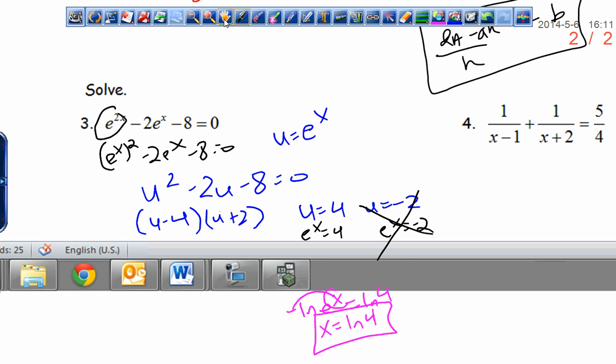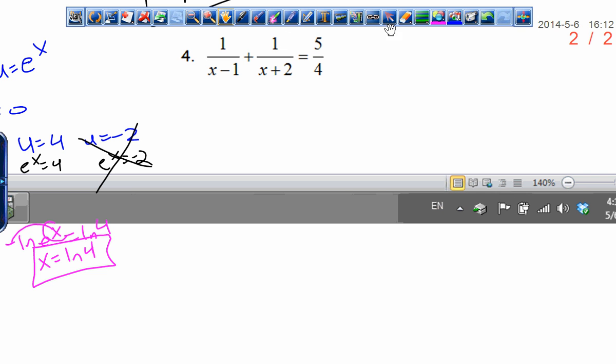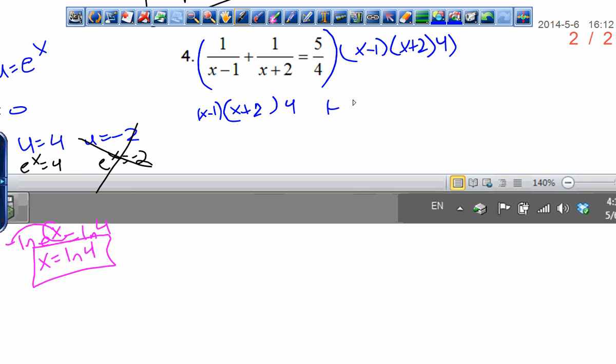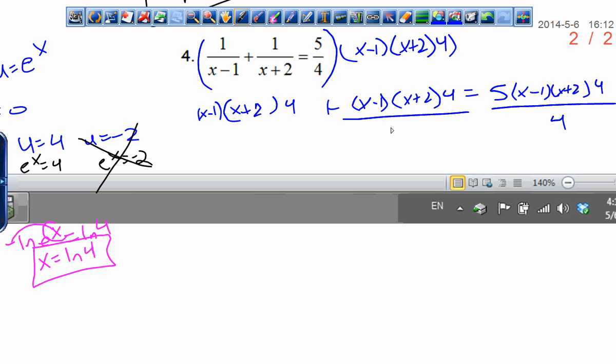Okay. Number 4, probably the hardest one on this entire page because we have to multiply everything by the denominators. So x minus 1, x plus 2, and 4. So we're going to get x plus 2, x minus 1, and 4, plus x minus 1, x plus 2, and 4 equals 5 times x minus 1, x plus 2, and 4. And all of our denominators are the same as before.